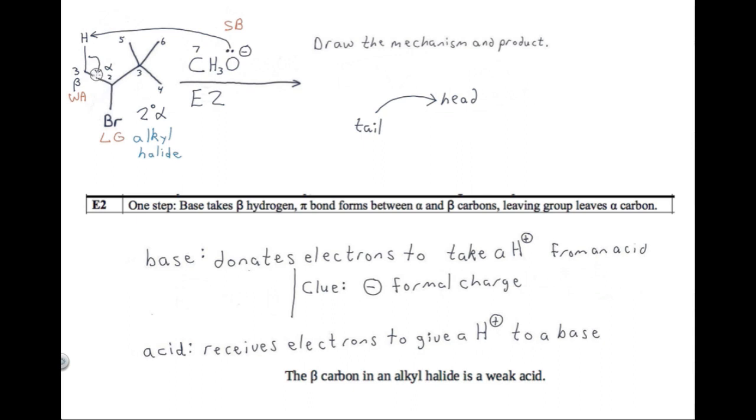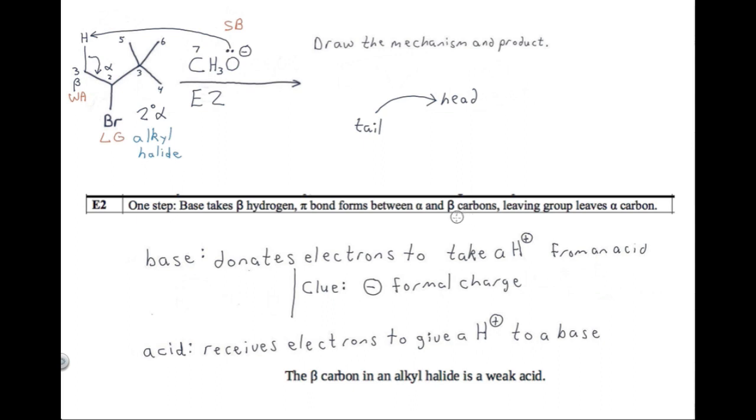That's the way that you show that you're forming a pi bond. This arrow would be wrong. This is not the correct way to draw an arrow that shows that you're forming a pi bond. To form a pi bond, you should put the head of the arrow between the two atoms that you're forming the pi bond between. So this is the electron pushing arrow that shows the pi bond forming between the alpha and the beta carbons.